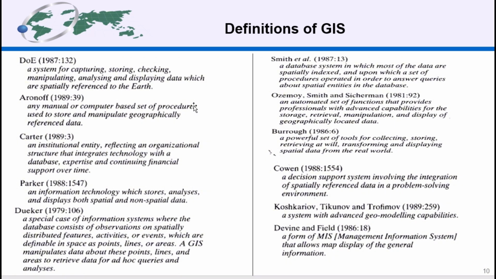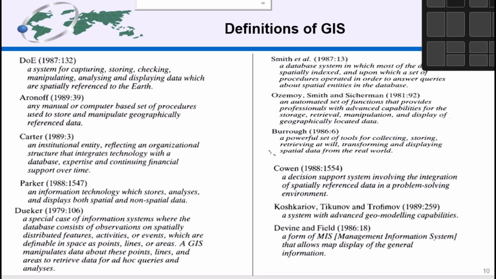Dueker in 1979 defined GIS as a special case of information systems where the database consists of observations on spatially distributed features, activities, or events which are definable in space as points, lines, and areas. A GIS manipulates data about these points, lines, and areas to retrieve data for ad hoc queries and analysis.